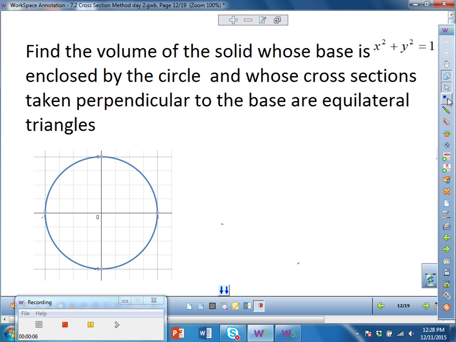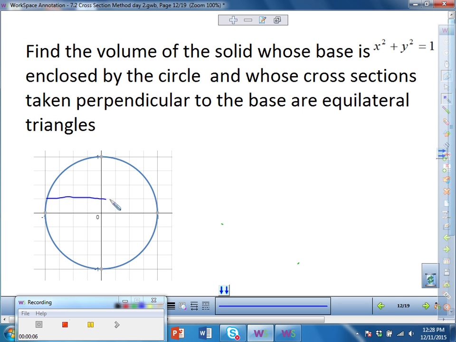All right, so do we want to do perpendicular to the x-axis or to the y-axis? Well, let's just do to the y. Let's do perpendicular to the y-axis. So I'm going to draw an equilateral triangle. The base would be here, and it would look like that, coming out. So you have to imagine that sticking up, if you will.